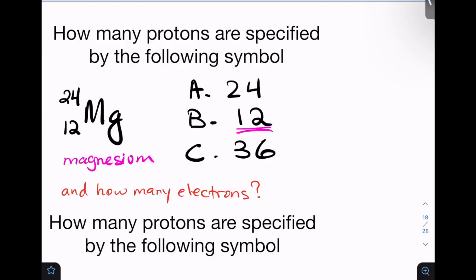How many electrons are there? That's right, the answer is up there too. B. Very good. 12 electrons, and we have 12 protons. All right. Very good.